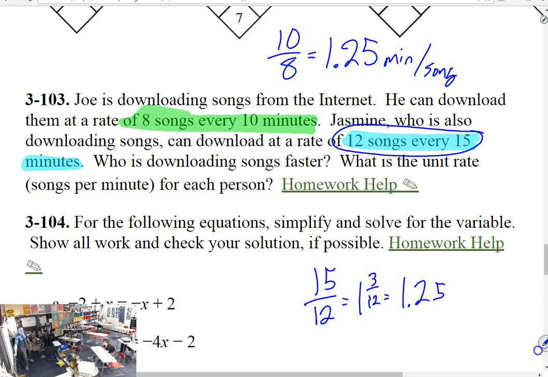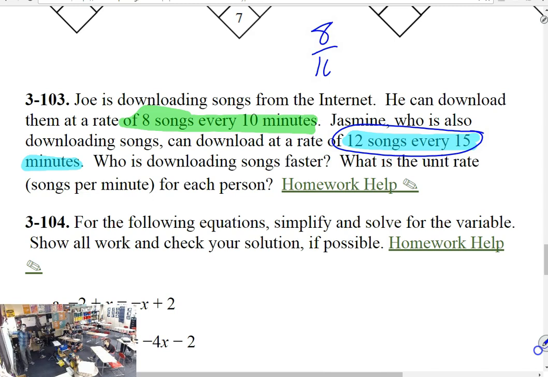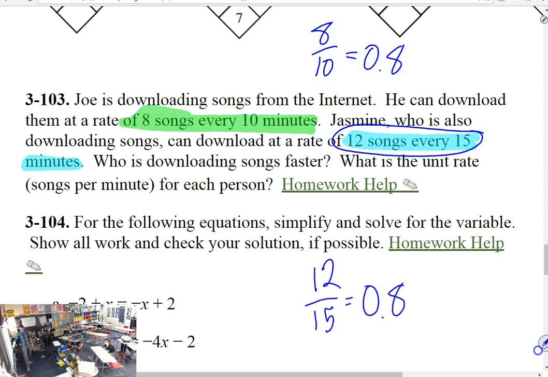If I flip it over and I do songs per minute, 8 divided by 10, 0.8 of a song in a minute, which to me is more complicated. Like, wait, I got a part of a song in an entire minute. I'd rather know just how much time it took me for the whole song. But that's me. It doesn't matter. Here, we do 12 divided by 15. If you do that division, or you simplify up to hundredths, you get 0.8. Same thing.